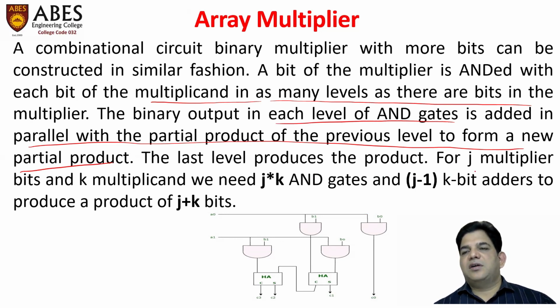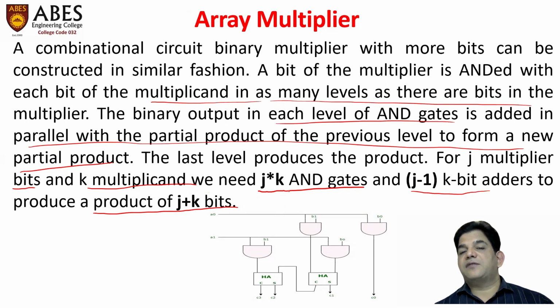So let's generalize it for J multiplier bits and K multiplicand bits. How many AND gates do we require? We need J times K AND gates and J minus 1 K-bit adders to produce a product of J plus K bits. So that is the more important point here. So we have generalized for a J-bit multiplier and a K-bit multiplicand.